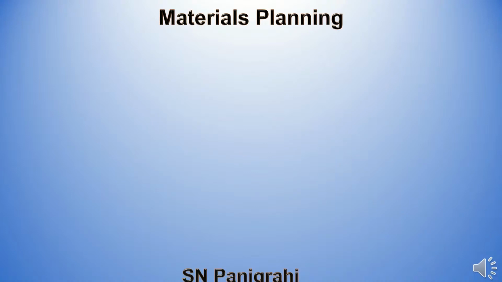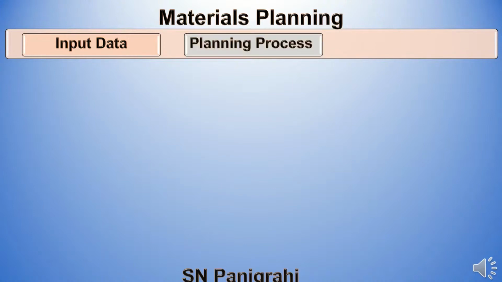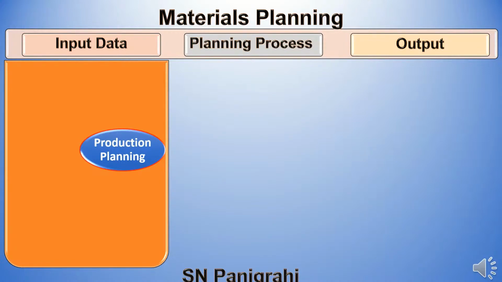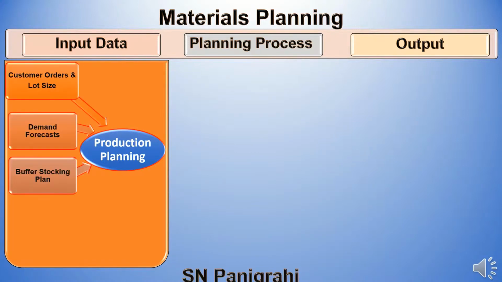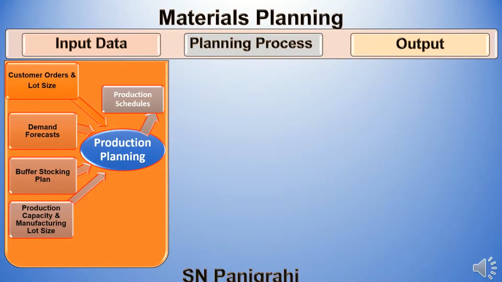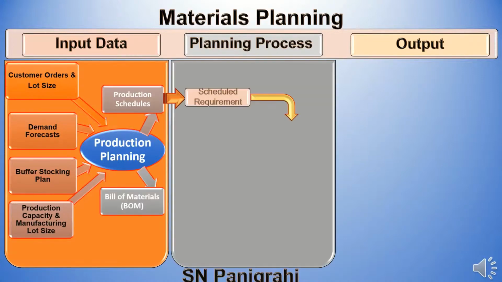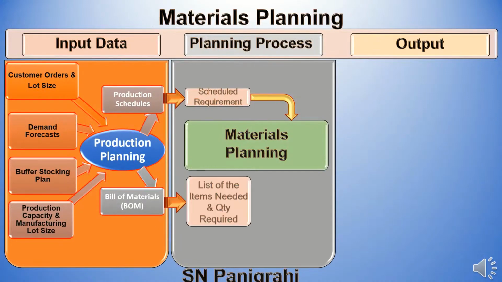Materials planning is a process that uses input data, then process planning, and delivers output. Materials planning essentially takes inputs from production planning. Production planning is the process of deciding how a product will be manufactured, and determines how many of each item before the manufacturing process begins. Customer orders and lot size, demand forecasts, buffer stocking planning, production capacity and manufacturing lot size are deciding input factors for production planning. Production schedules, timelines, and bill of materials, the list of the items needed and quantity required, being outputs of production planning, become inputs to materials requirement planning.